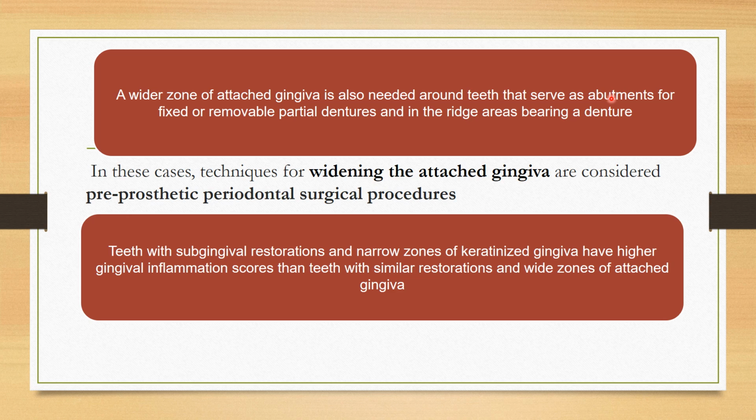So teeth with subgingival restorations and narrow zones of attached gingiva have higher gingival inflammation scores than teeth with similar restorations and wide zones of attached gingiva. So you might have understood the importance of attached gingiva. Always a healthy tissue should be there to protect the gingival status.